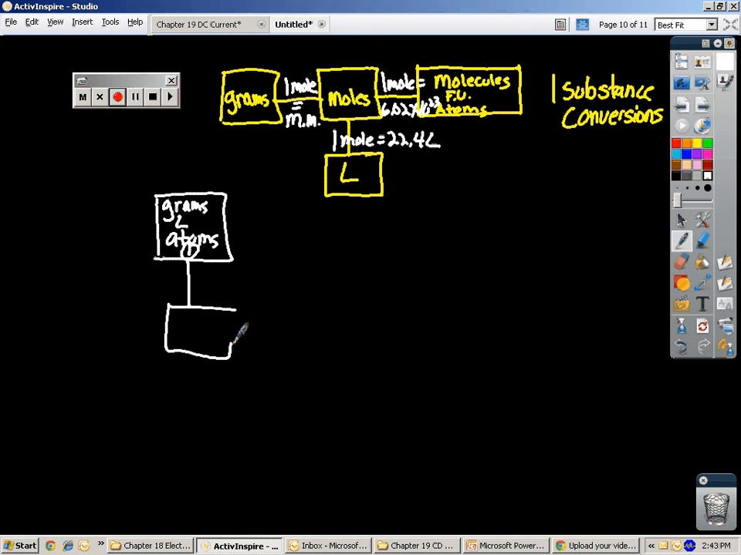So we looked at steps where we converted grams, liters, or atoms to moles, right? We always converted first things to moles. I put a little 1 in here to represent this is my first molecule. When I'm trying to convert grams, liters, or atoms, the first thing I always do is convert it to moles, right? And in these steps, it's always equal to 1 mole.